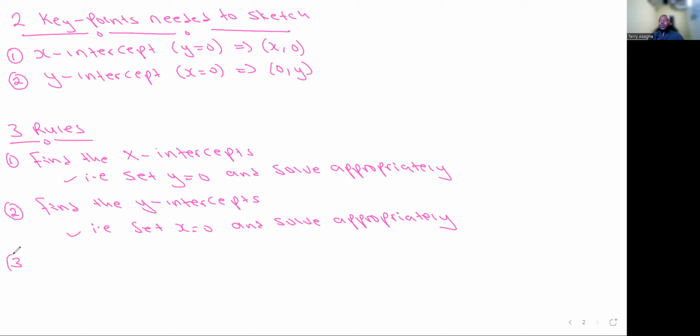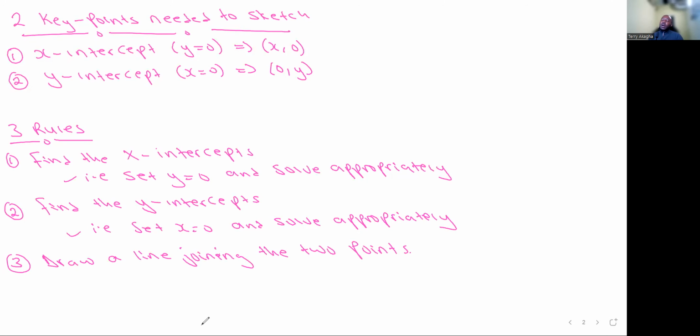Then number 3, when you've done that, you now draw a line joining the 2 points.